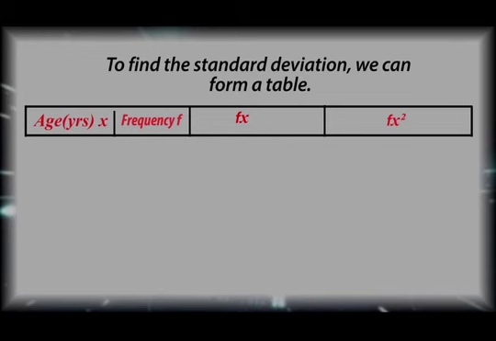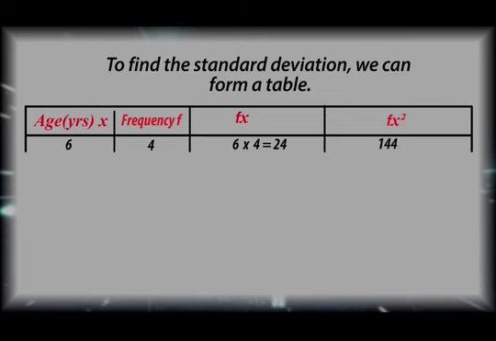So we have the next table. And in the table, you can see the age, the frequency, fx, which means we are multiplying the frequency by the age. Then we have fx squared, which means we are squaring the age and multiplying by the frequency. We will take our time and complete all these columns in our table very carefully. Then we'll find the sum in the various columns and put them in our formula.